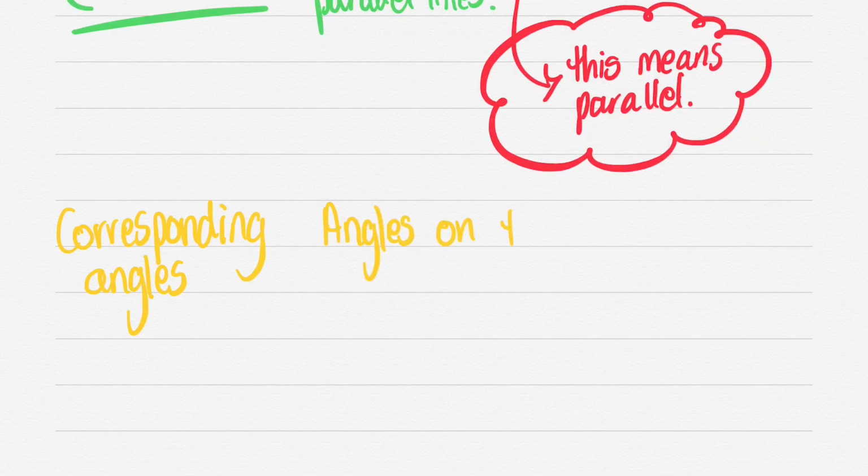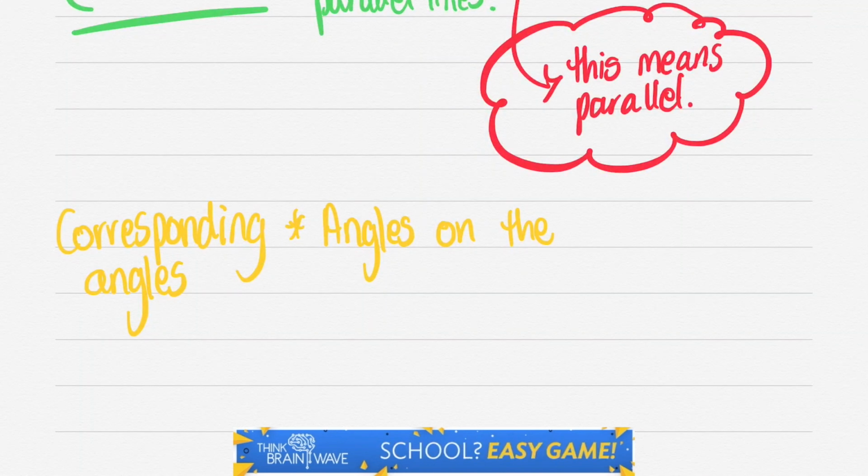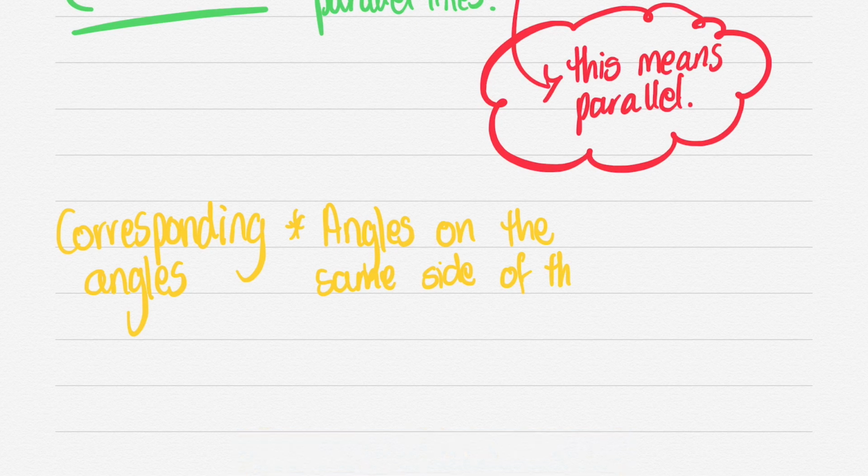Now, corresponding angles are angles on the same side of the transversal. So, when you have AB and CD as your two lines that are parallel, you then have the transversal that cuts them up.